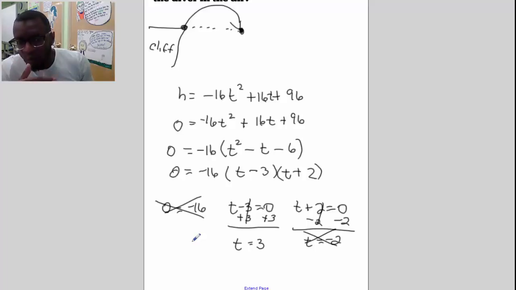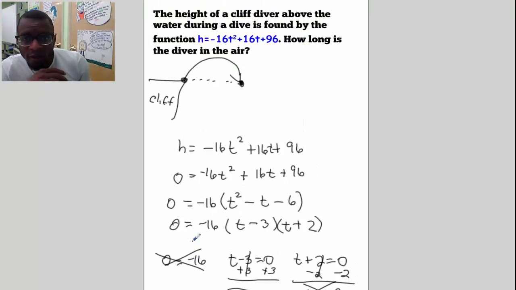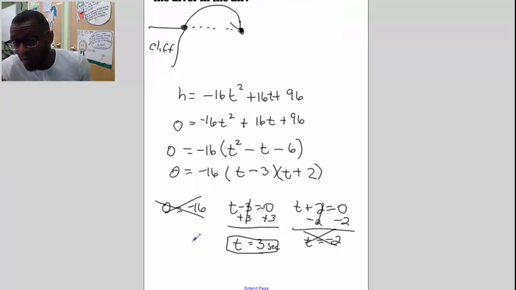And so we know that he was in the air for three, I guess, seconds. I believe our unit of time was seconds. So I'm going to say seconds.